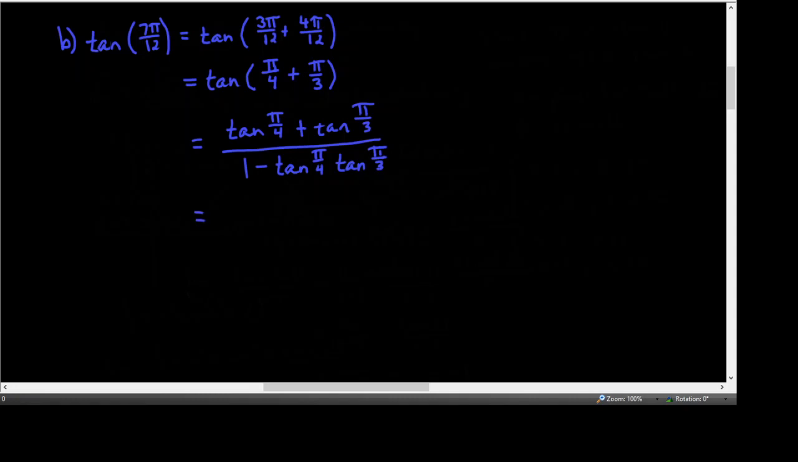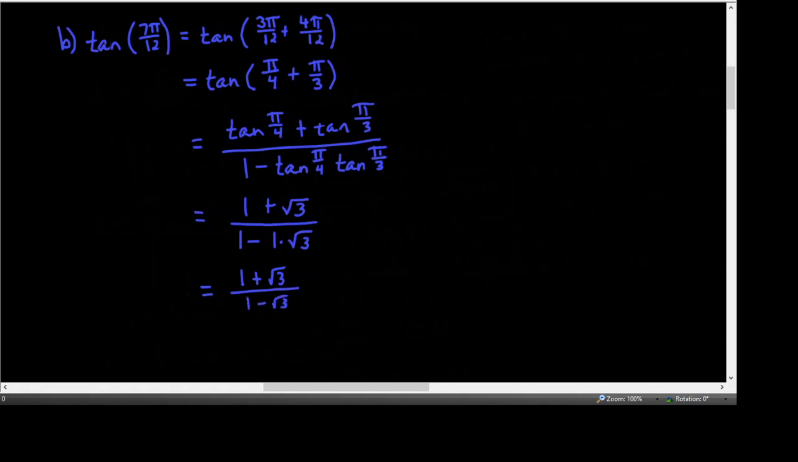Okay, so the tangent of pi over 4 is 1, plus the tangent of pi over 3 is square root of 3, over 1 minus tangent of pi over 4 is 1 times tangent of pi over 3, which is square root of 3. So 1 plus square root of 3 over 1 minus square root of 3.